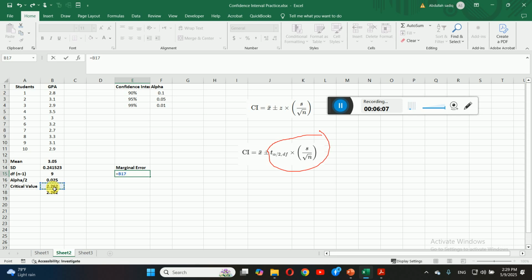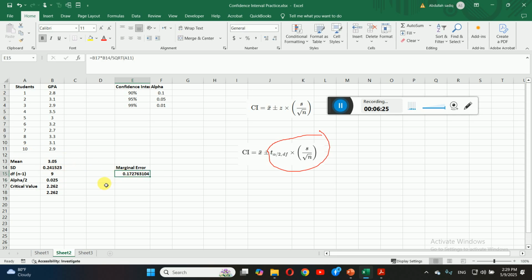And then next is multiply. You should multiply this by the standard deviation, and the standard deviation should be divided by the square root of n, the square root of the sample size. This is the square root of n, and this will give you the marginal error.